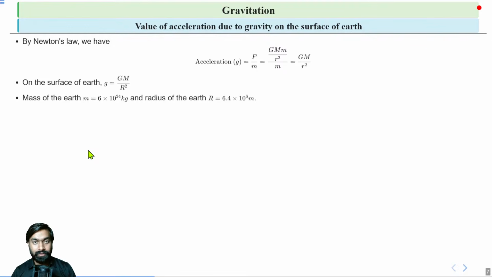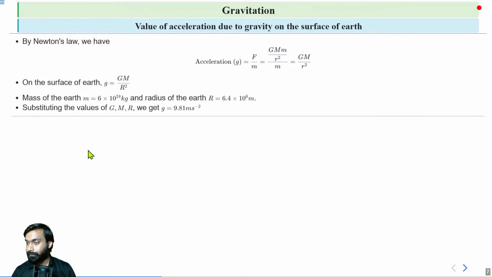The mass of the earth is 6 into 10 raised to the power 24 kilogram, and the radius of the earth is 6.4 into 10 raised to the power 6 meter. When we substitute the values of G, M, R in the above relation, you will get the value of small g, that is 9.8 meter per second square. Alright everyone?